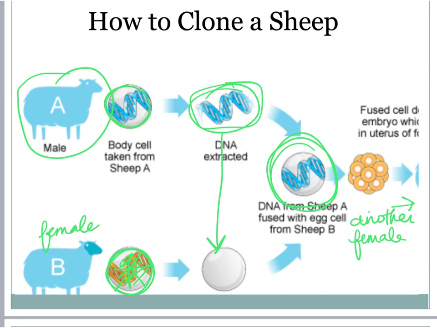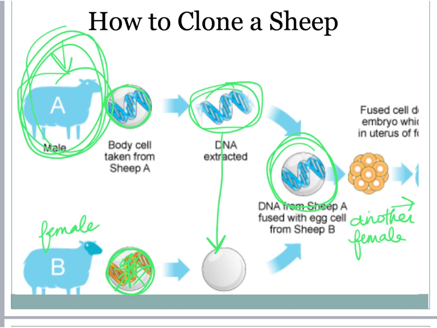I'm not sure if it can be the same female as the first one or not, but they implant that into a surrogate mother. It starts developing, starts growing, eventually it's born, it's a sheep, and it will be a clone exactly the same genetically as sheep A.